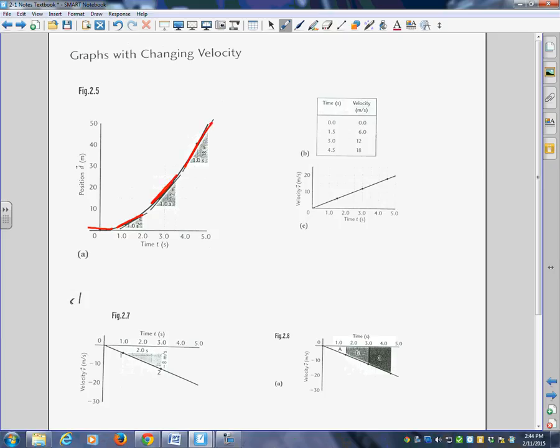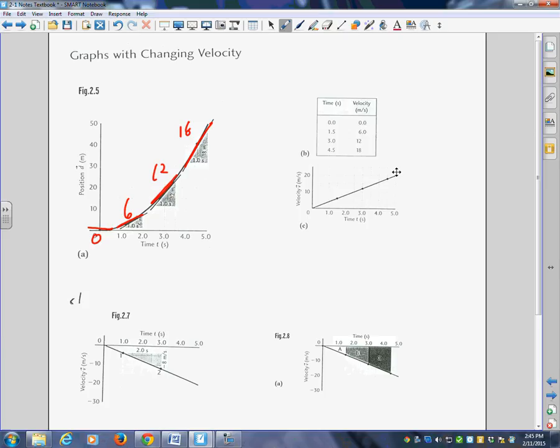Those are all known as what? Tangent lines. Exactly right. So they took tangent lines, they found the slope of them, and they found the slopes to be 0, 6, 12, and 18. 0, 6 up over 1 is 6, 12 up over 1 is 12, 18 up over 1 is 18. They took those velocities from the tangent lines and they plotted them: 0 at 0, 1.5 and 6, 3 and 12, 4.5 and 18. And they got a velocity time graph that is like that.